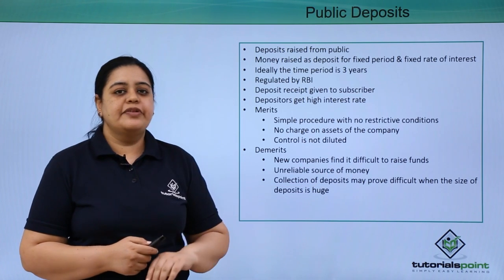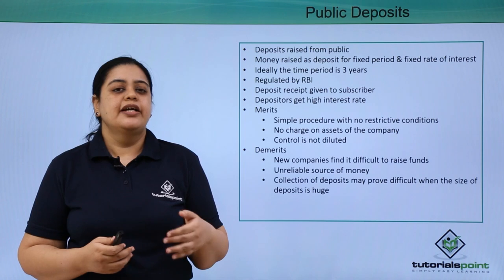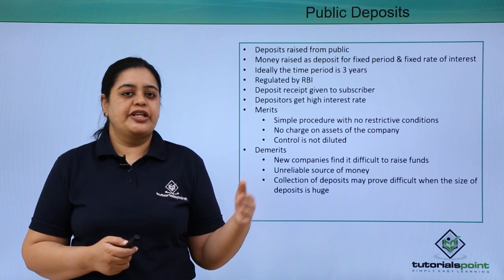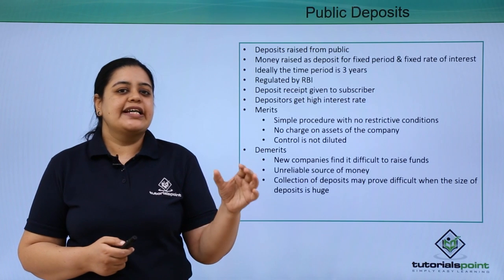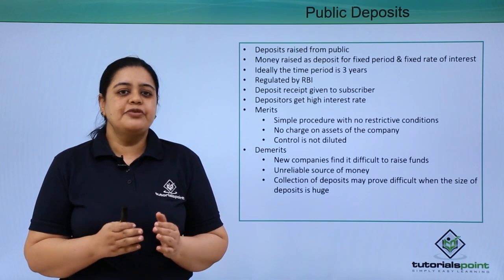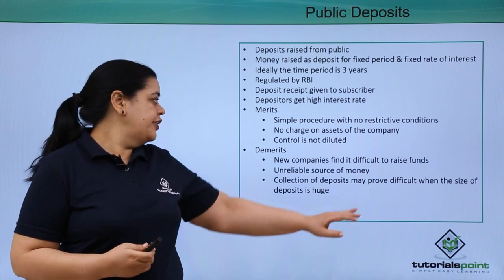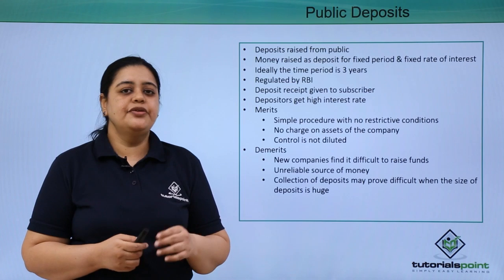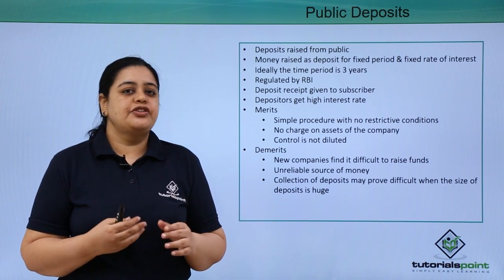Now let us quickly understand the demerits. The first thing is, generally when the company comes up with a public deposit, the subscribers would like to go for a company which has an established goodwill and a reputation in the market. Suppose a company doesn't have all this, then it will struggle. Especially new companies will find it difficult to raise funds.